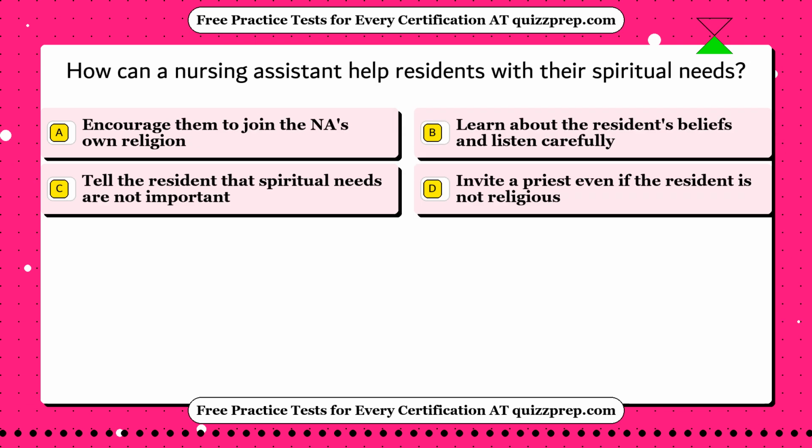Question 16. How can a nursing assistant help residents with their spiritual needs? Option A, encourage them to join the NNAAP's own religion. Option B, learn about the resident's beliefs and listen carefully. Option C, tell the resident that spiritual needs are not important. Option D, invite a priest even if the resident is not religious.